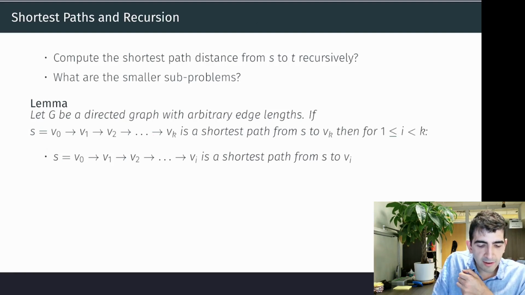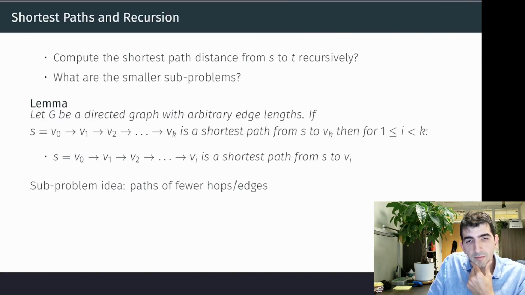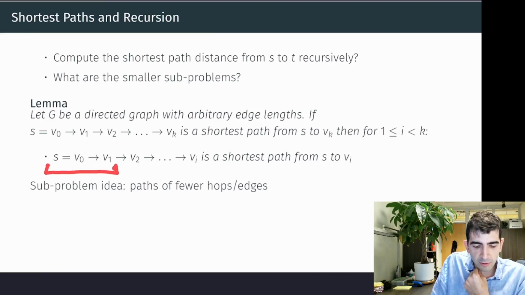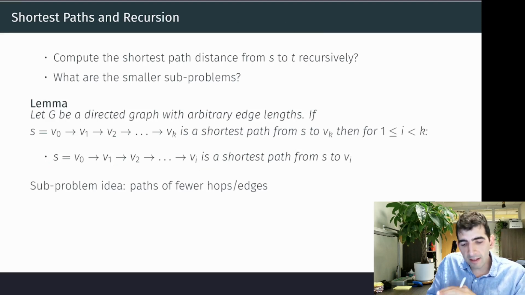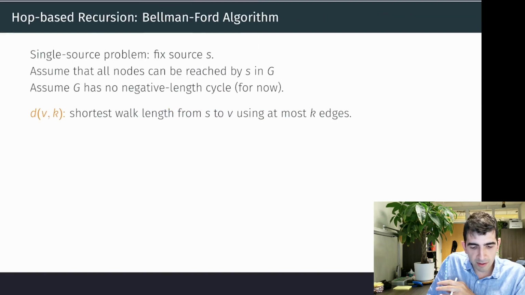So if you know you have a shortest path to VK, then the shortest path to any intermediate node also has to be the shortest path to that node. So what do we do with that information? Well, maybe we could calculate the shortest paths with fewer hops and edges. Maybe we could start off and calculate the shortest paths that only use one edge, then calculate the shortest paths that use two edges, and then the shortest paths that use three edges, and work our way up. All right? Maybe that's how we could formulate this problem recursively.